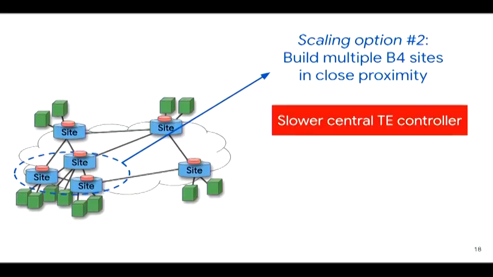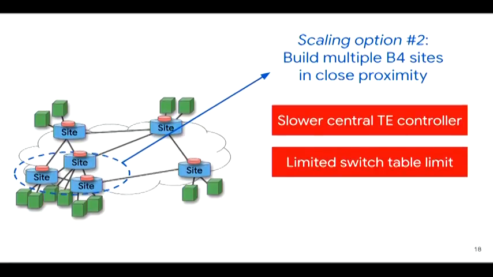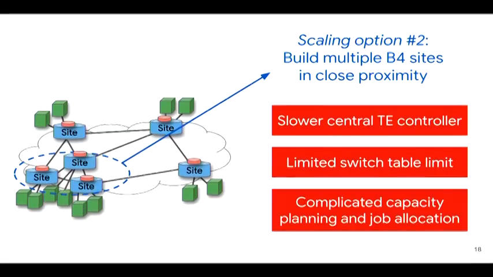First, it significantly slowed down the centralized TE controller, which operated at the site-level topology abstraction. Second, we easily run out of the number of entries we can store in the switches, which imposes a harsh table limit. Finally, and more importantly, this further complicated the capacity planning and job allocation process. App developers went from thinking about regional replication of their job within the same campus to having to understand that a potential network bottleneck can happen in the B4 backbone network.